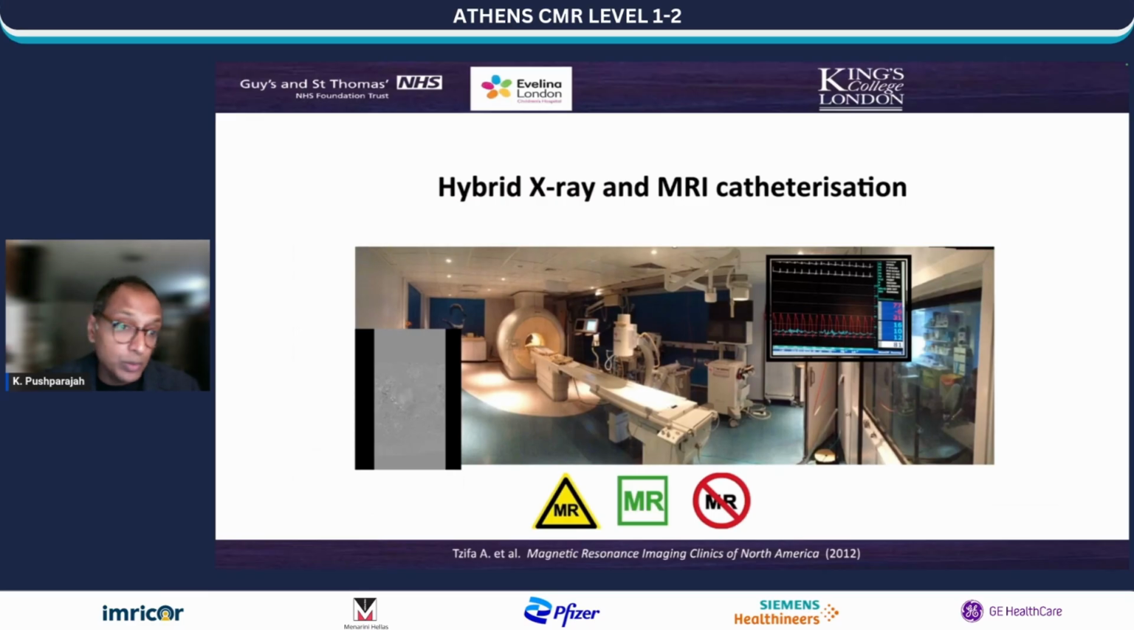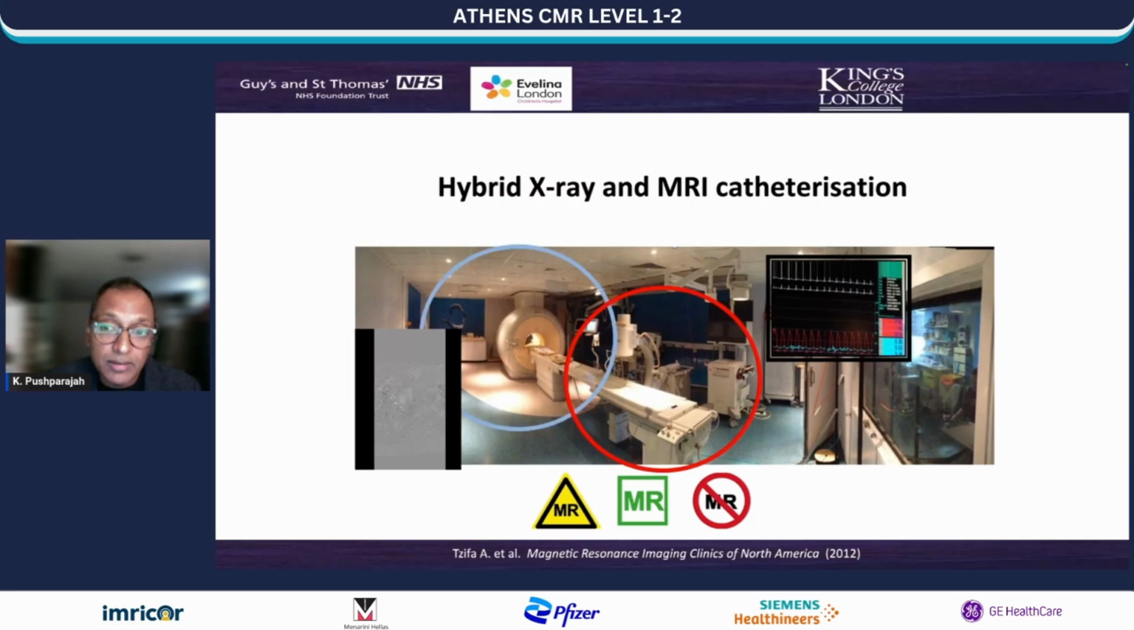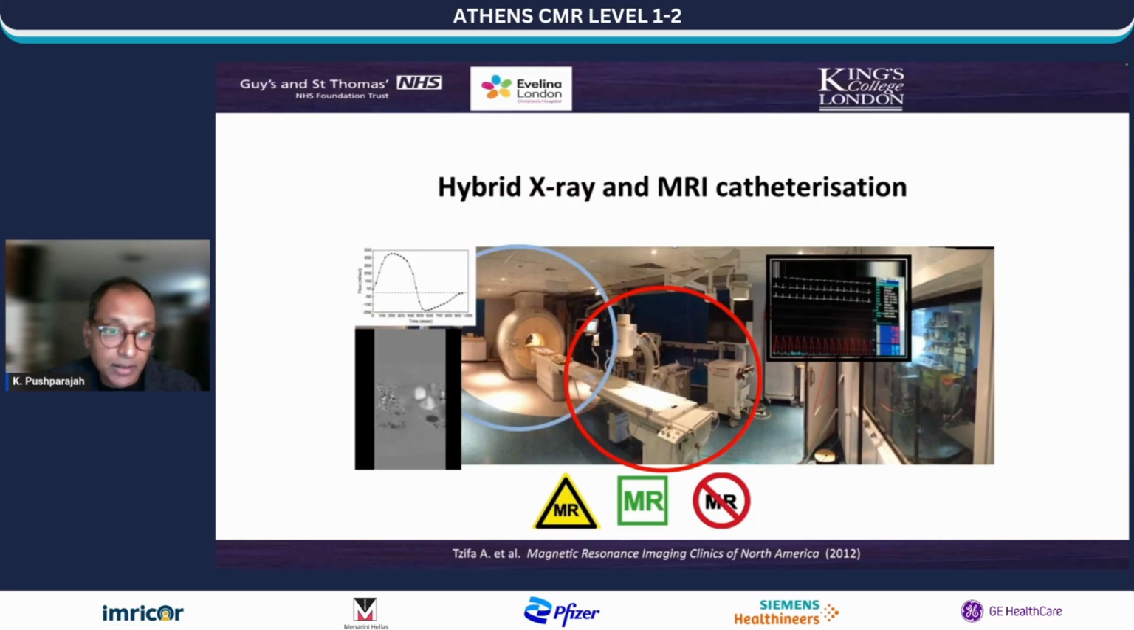So this is what we did. This is our old lab. You can see a C-arm in the front and MRI scanner in the back, and you can get automatically put your catheters in under X-ray guidance, slide them into the MRI scanner. You've got the pressures there on the right-hand side, and you can also measure flow. So pressure over flow, you get resistance.